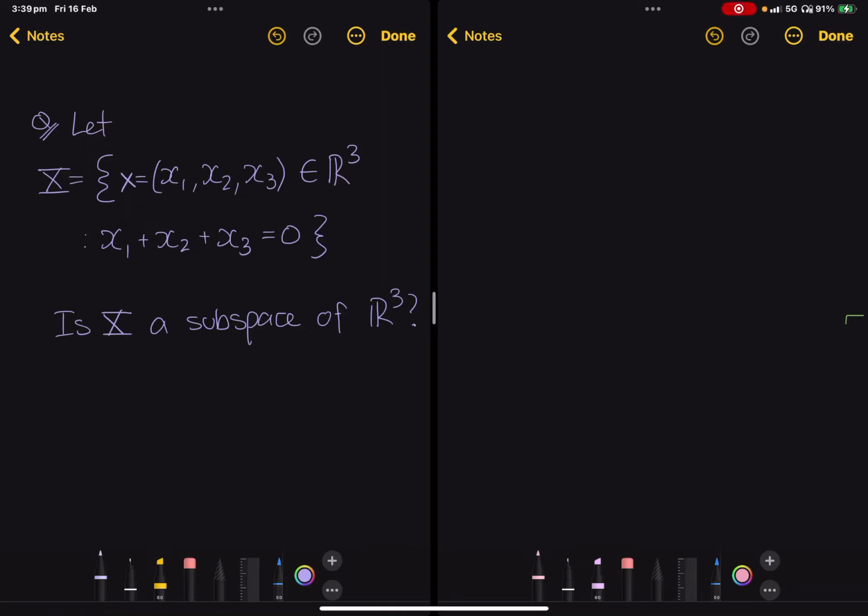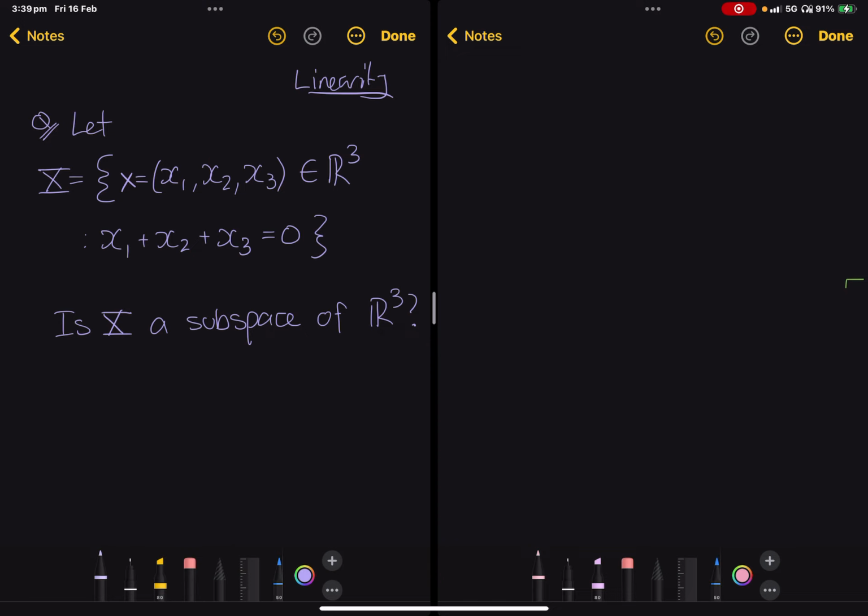Okay, so we're going to take a look at a question. This question comes from a linear algebra course. We're told to let capital X equal (x1, x2, x3) included in R3, such that x1 plus x2 plus x3 is equal to 0. We are asked, is capital X a subspace of R3?